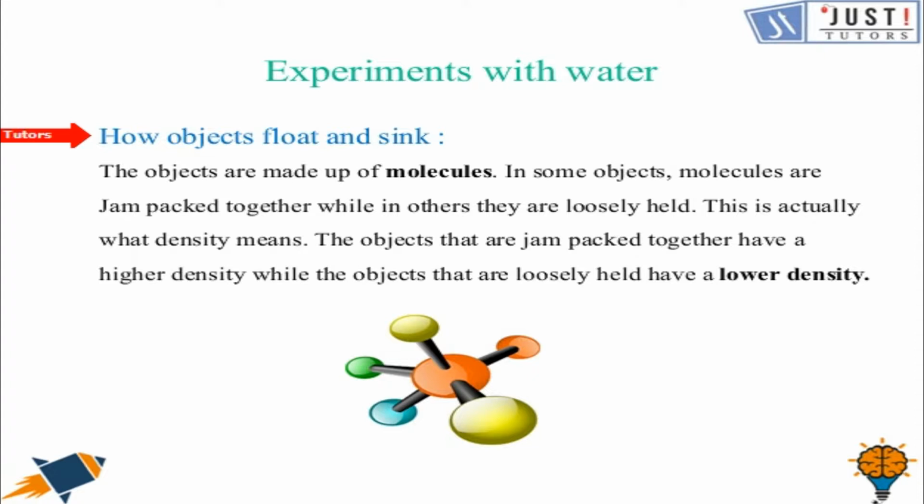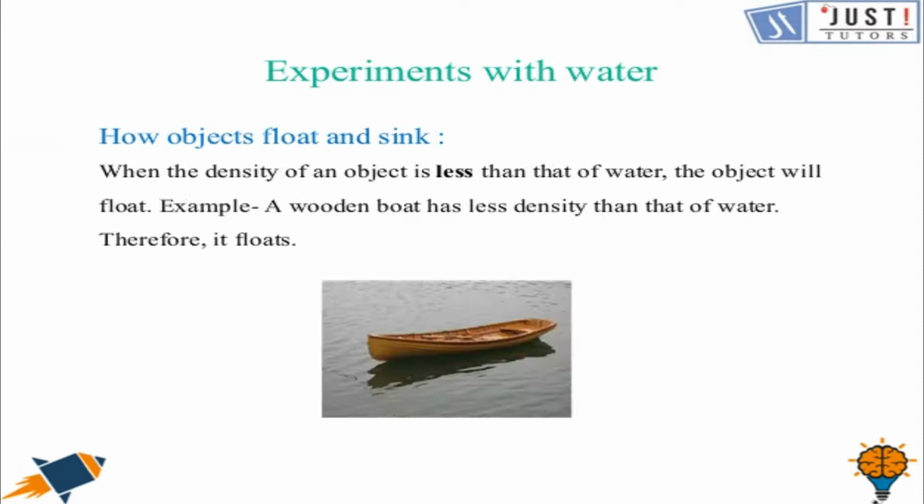Let me give an example. Let's say iron. Iron is an object with high density, so it sinks, while an object with lower density, like cotton, will float. Let's come here. How objects float and sink. When the density of an object is less than the water, the object will float. Example: a wooden boat has less density than the water, therefore it floats.